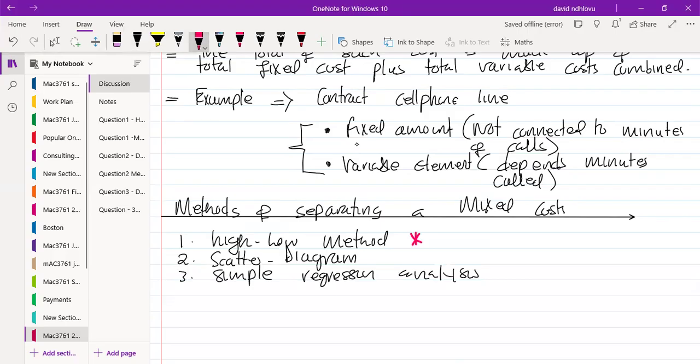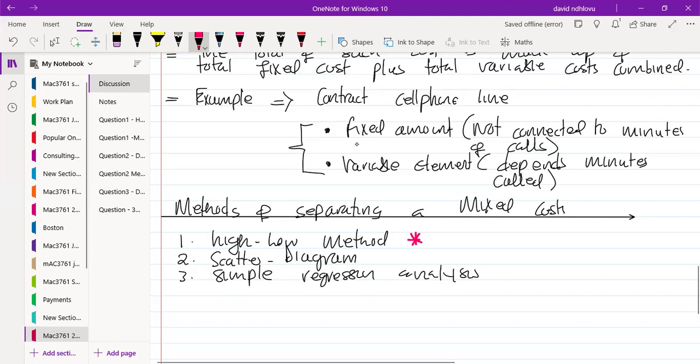Now, this particular method is very important. Normally, when you write a paper, you always have something to do with the high-low method. It's almost always present. Maybe 80, 70% of exams carry a calculation that requires the high-low method. So it's very, very important to make sure that you understand it and you know when to apply it.